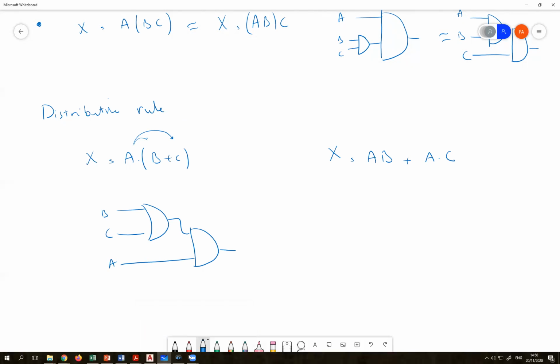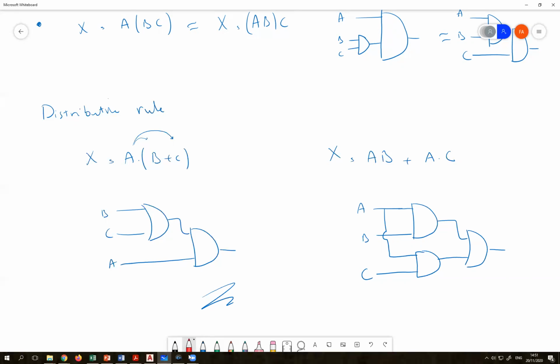So this is equal to A and B, with an AND gate between them, or A and C, another AND gate. I've got to have one input of A and C. So they are the same. Which one is more efficient? Definitely this one. Why? Because here we have 2 gates, here we've got 3 gates. But what is important is that this can work in both directions.